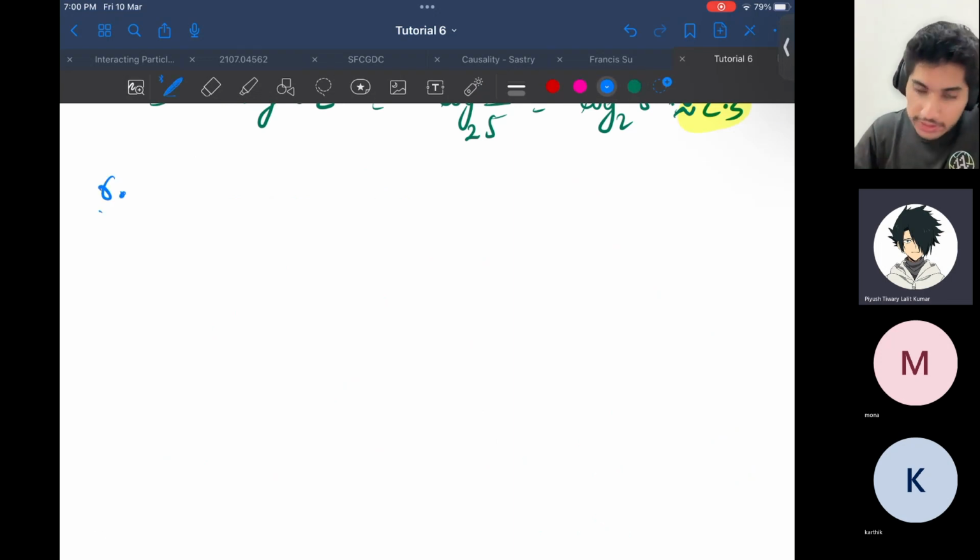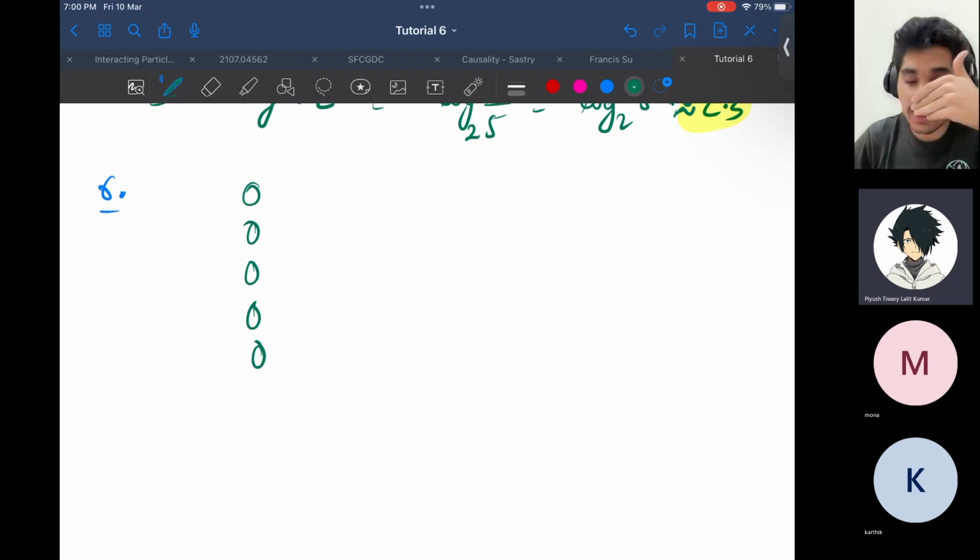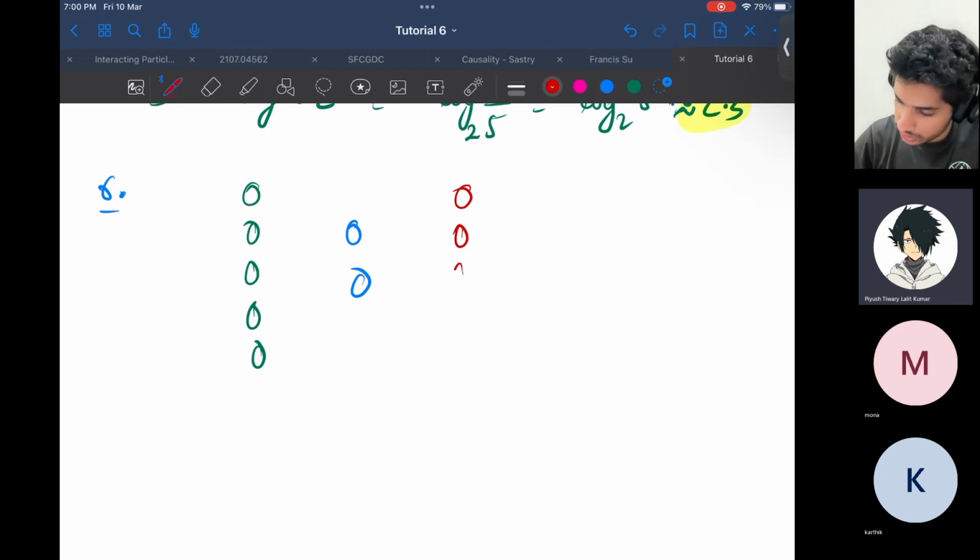So moving forward, what is the sixth question? The sixth question is saying that we are using the following autoencoder. So there is some autoencoder architecture. Let me draw it. There are five inputs: one, two, three, four, five. There are two hidden layers, and there are five outputs: one, two, three, four, five. So this is your autoencoder.